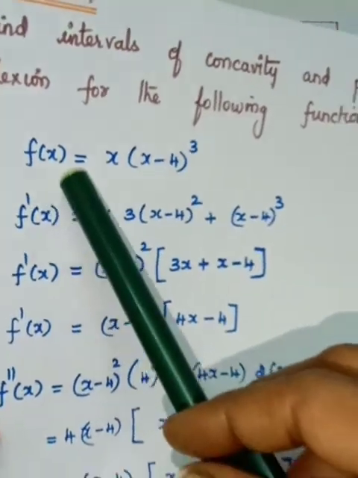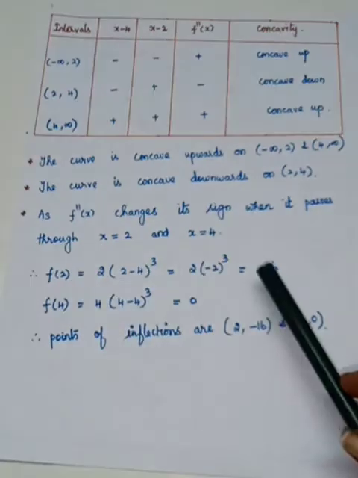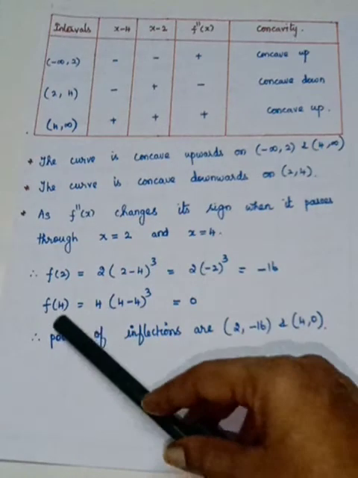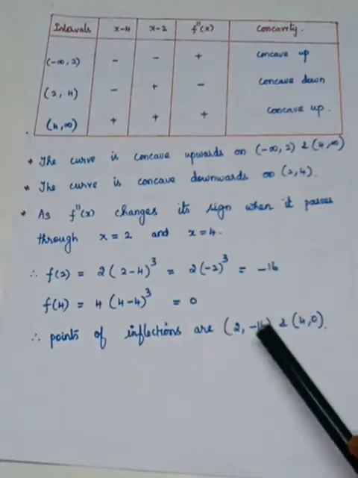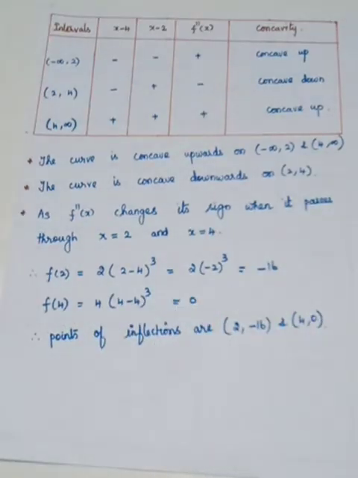And the same way f of 4 has to be found. So f of 2, if we substitute, it is minus 16, and f of 4 is equal to 0. Therefore the points of inflection are (2, minus 16) and (4, 0).